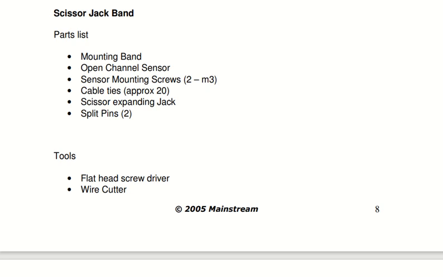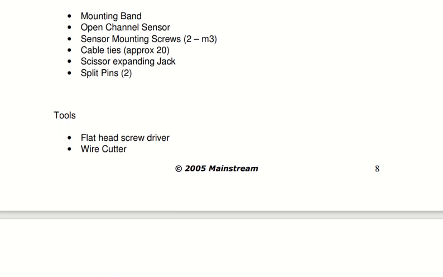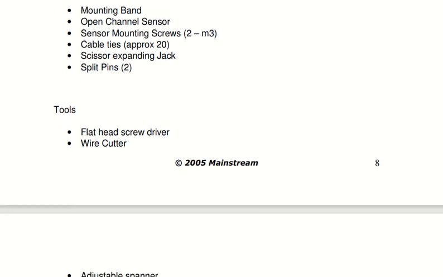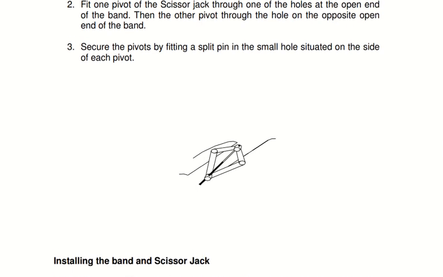So before installation, what do you have to do? You have to adjust the band again. This is a scissor jack band, so you have to adjust it one more time. So how do you do it? First you have to adjust the band. For that, first attach the sensor to the band as detailed, as you can see here.